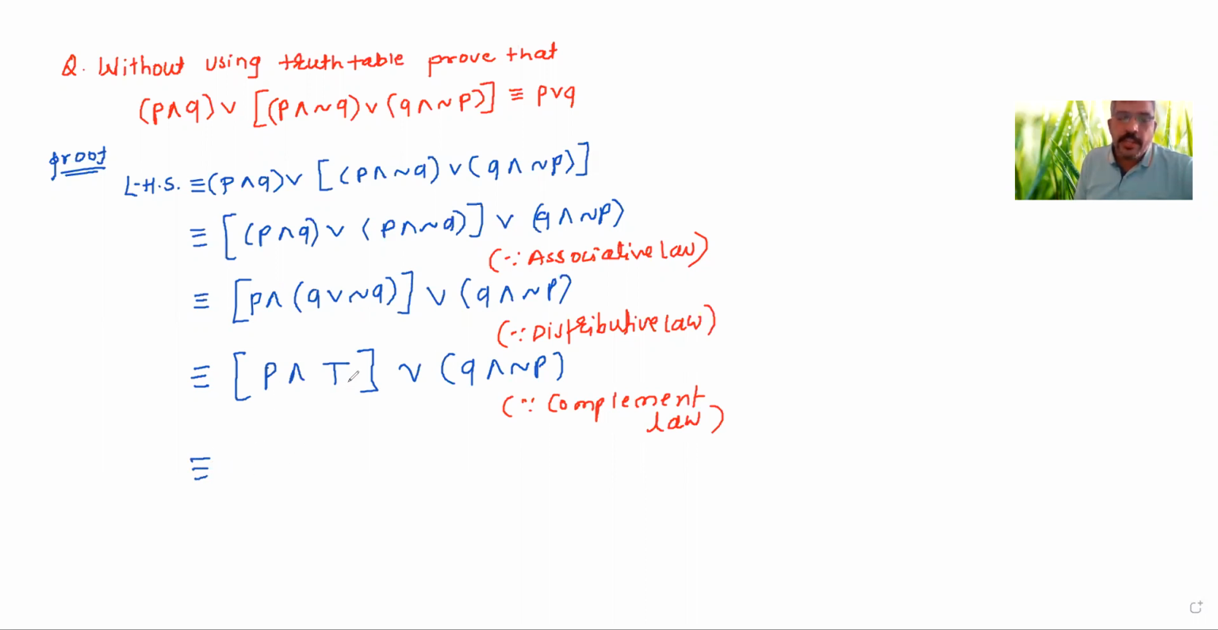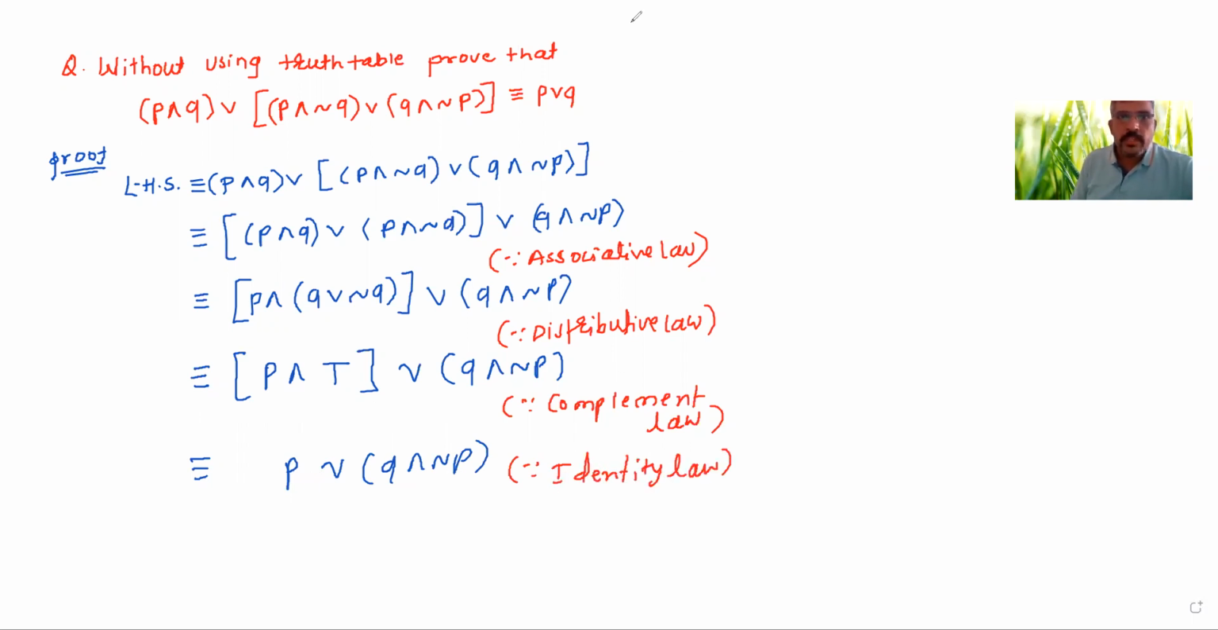Next, here P and T is P by identity law. P keeping the same, then OR sign, Q and negation P. Note this, here we have removed this bracket, no need to give a bracket to this single term, so I have written only P here. For this, the reason is identity law.